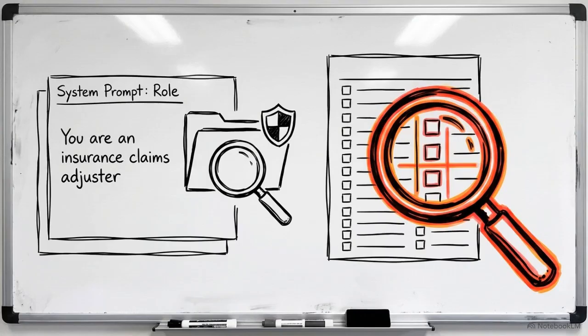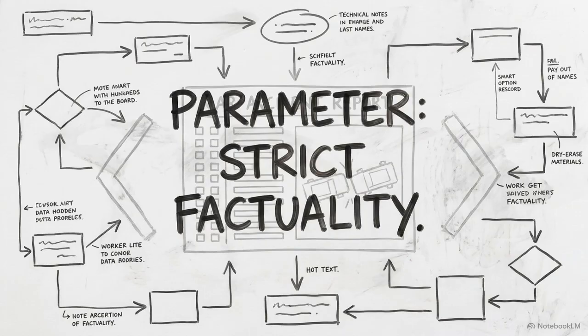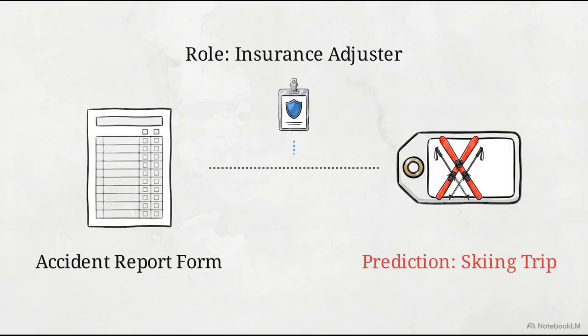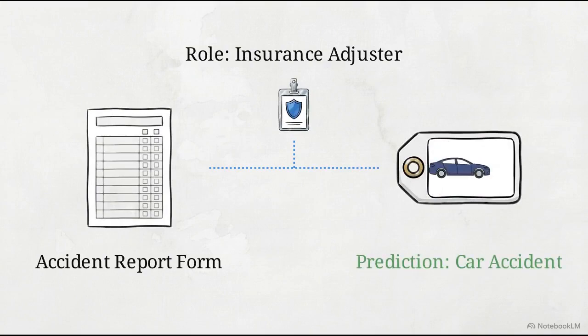Our first iterative fix is to provide a semantic anchor. By assigning the model the specific role of a Swedish insurance claims adjuster, we force it to reinterpret those visual cues, like the street names and the form's layout, through a vehicular lens. We then add a strict behavioral rule: do not guess if the data is unclear. With this professional context in place, the model stops seeing a skiing trip and correctly identifies the car accident.